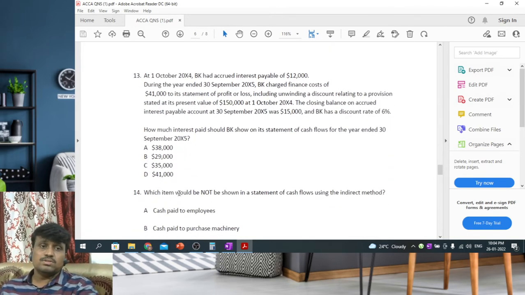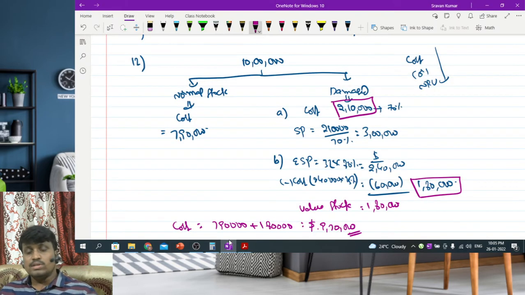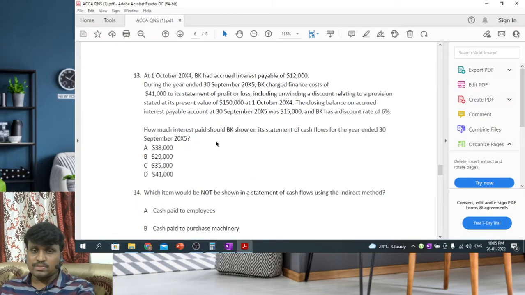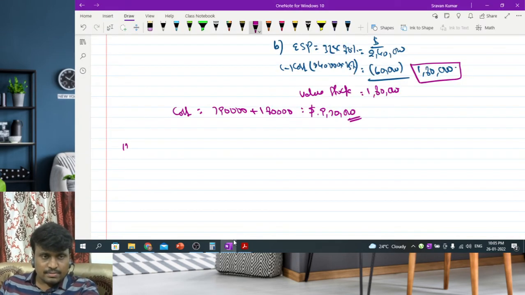Then, at 1st October 2004, BK had accrued interest payable of $12,000. During the year ended 30th September 2005, BK charged a finance cost of 41,000 to its statement of profit and loss, including unwinding a discount relating to the provision stated at its present value of $1,50,000 at 1st October 2004. The closing balance of the accrued interest payable account at 30th September 2005 was 15,000. BK has a discount rate of 6%. So, how much interest paid should be shown in the statement of cash flow? We need to calculate it. For that purpose, better to open the accrued interest account.